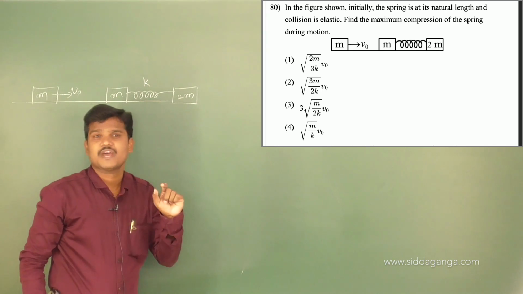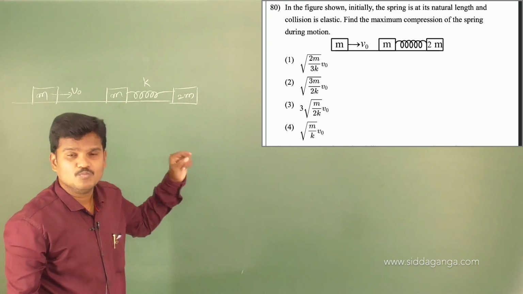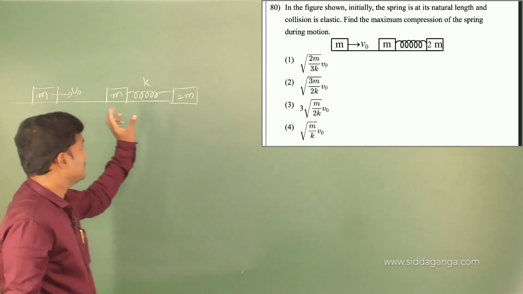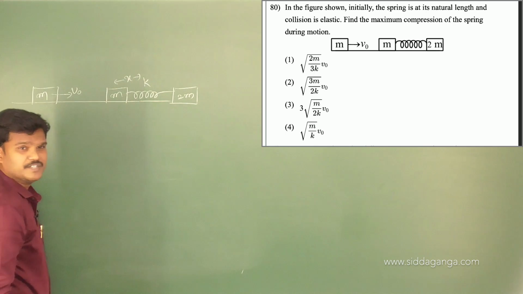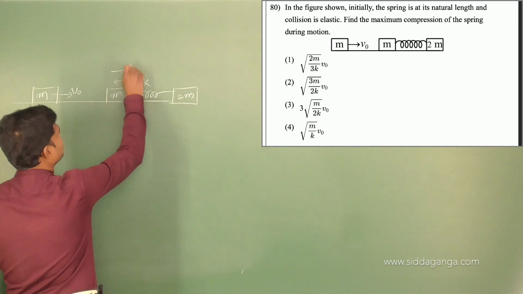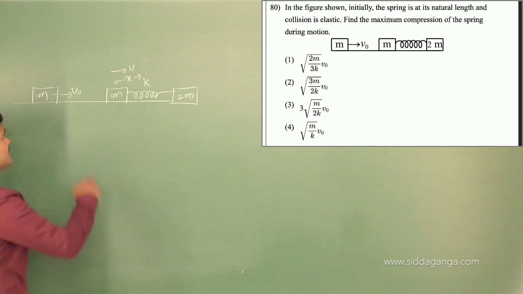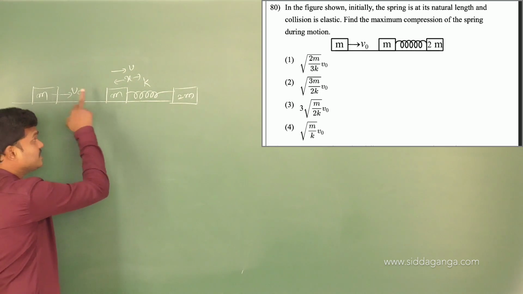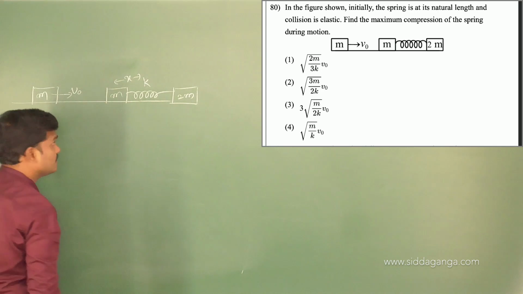They are asking what is the maximum compression of the spring when block M moves with a speed v naught and hits the other block. So no doubt the spring will compress. Let us suppose x is the compression in the spring, and this body moves with certain speed v. Here it moves with some kinetic energy, half m v naught square, that is equivalent to energy stored in the spring.